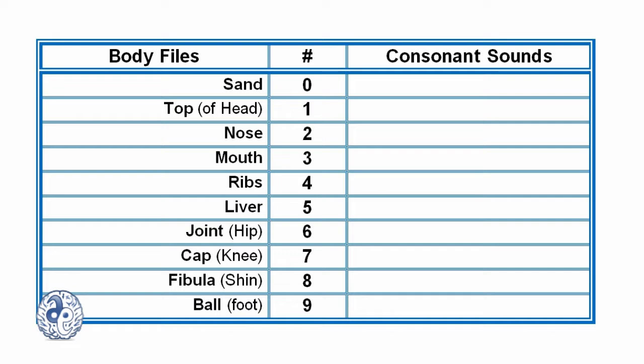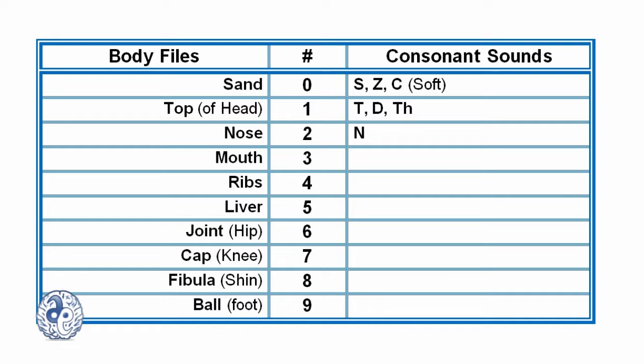For the first one, sand equals 0, and the consonant sounds are either S, Z, or a soft C. The next one is top, like the top of your head. The number is 1, and since it starts with T, you can use the T sound, the D sound, or the th sound. The next one is 2, for nose, and the consonant sound for that is N. Remember, we're just taking the first letter of the file and using that as the consonant sound for the number.